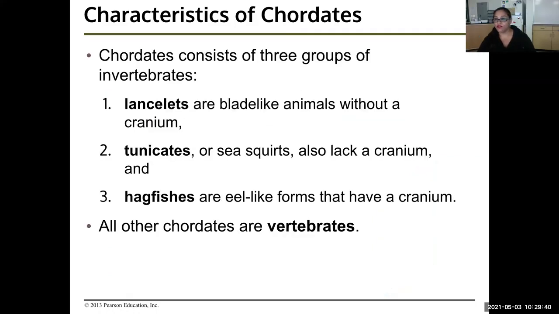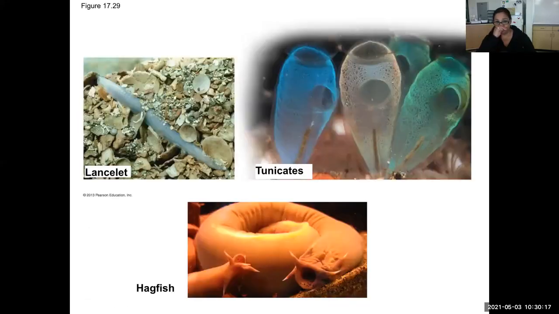Chordates consist of 3 groups of invertebrates, actually. Lancelets are blade-like animals without a cranium, but they have other things. Tunicates or sea squirts also lack a cranium, and hagfishes are eel-like forms that have a cranium. And all other chordates are vertebrates. They all have the full cranium and vertebrae backbone. Here's examples of what those look like: lancelet, tunicates, hagfish.